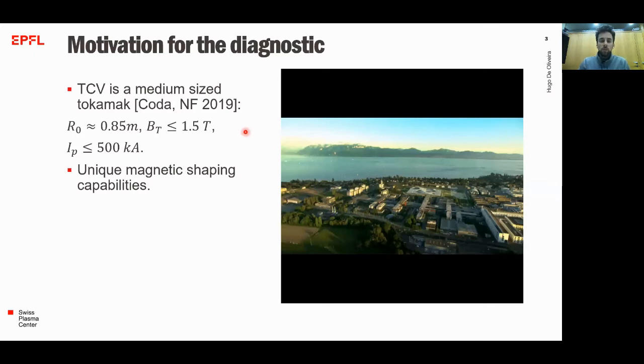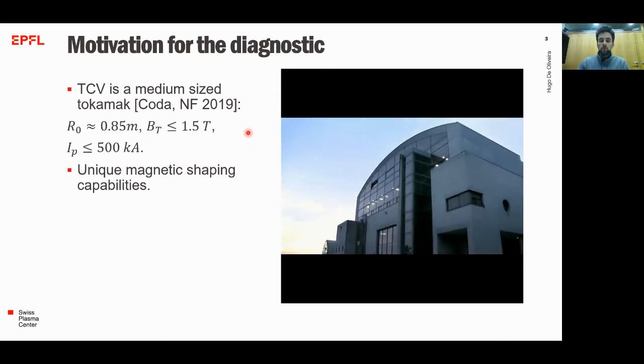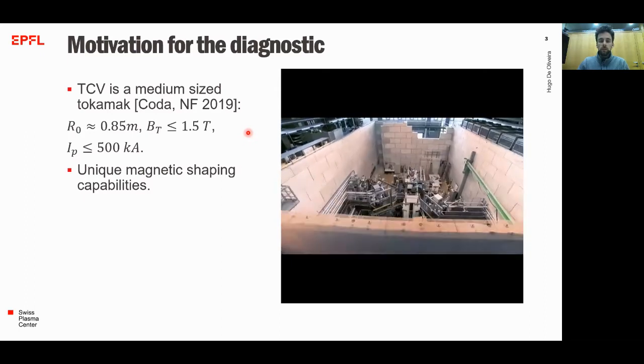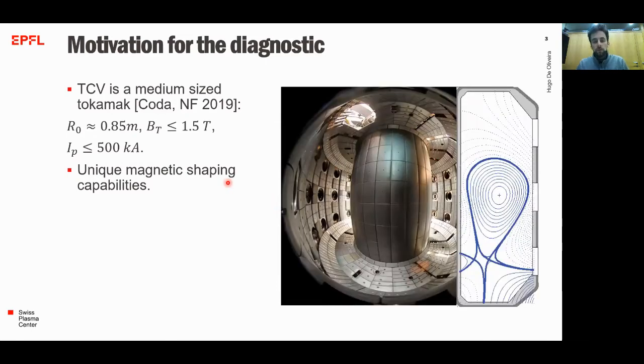So the Tokamak we have in Lausanne is a medium-sized machine with a major radius of about 1 meter, a toroidal field of 1.5 Tesla, and plasma current of up to 500 kiloamps. Here is a video of our campus with the Tokamak building and finally the TCV zone. Inside the Tokamak, you can see all the graphite tiles, and this right plot here is an illustration of the unique magnetic shaping capabilities of the Tokamak with a snowflake plasma as an example.